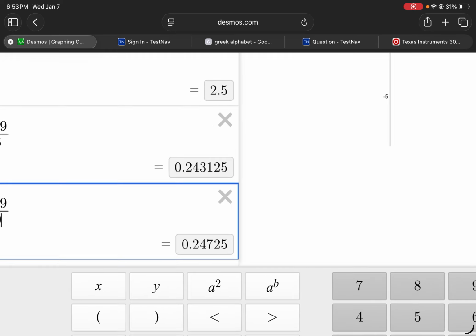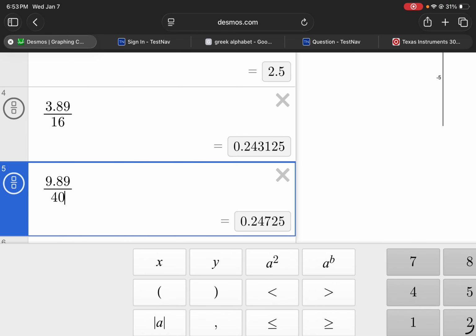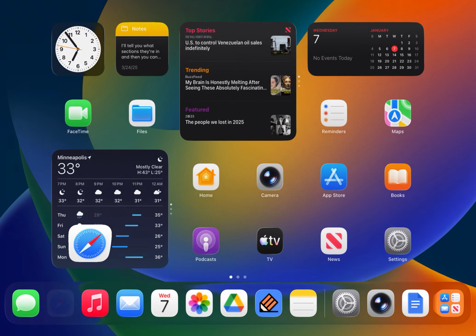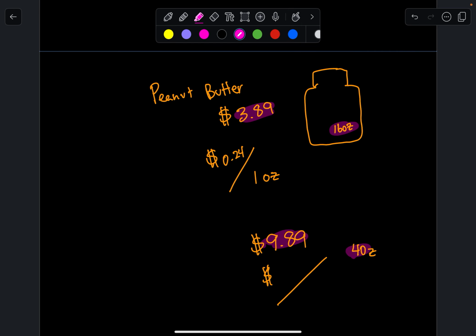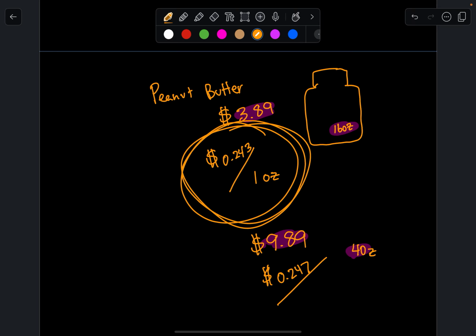Okay, well, these are super similar, which makes sense because they'll usually do that. Notice how it's 24.3 cents versus 24.7 cents. So if we went like this, this guy would be cheaper, so I would just get more of that.